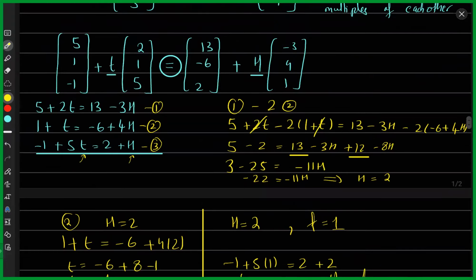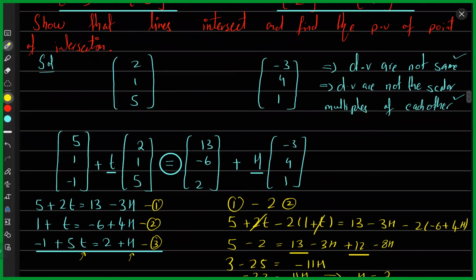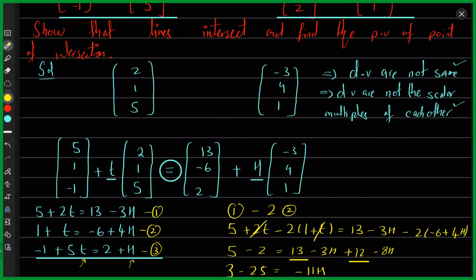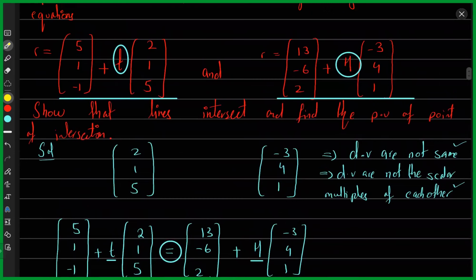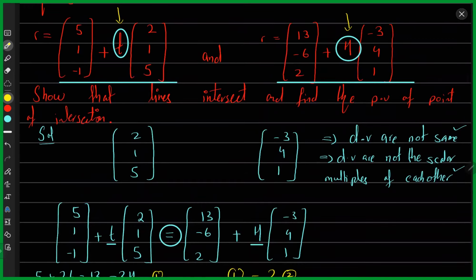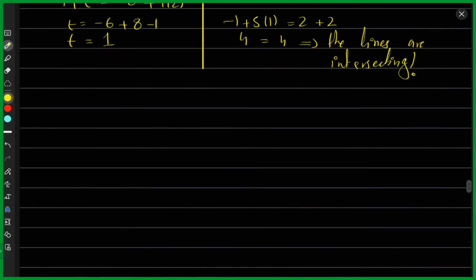Okay, the next part says find the position vector of the point of intersection. So we got the value of t as 1 and mu as 2. You can plug in t equals 1 here, or you can plug in mu equals 2 here, and whatever you get, that is going to be the position vector. So let's use the first equation.